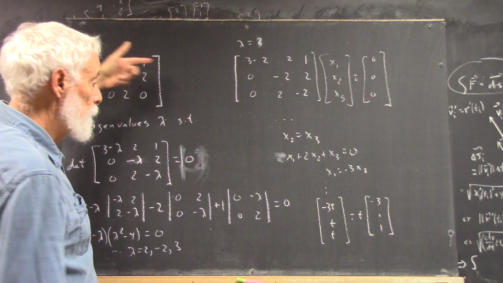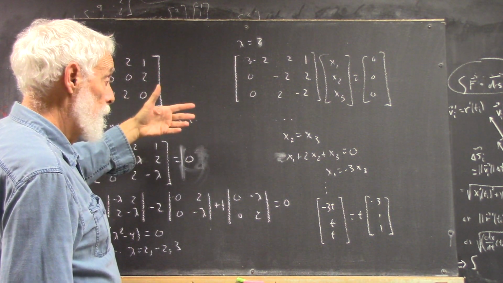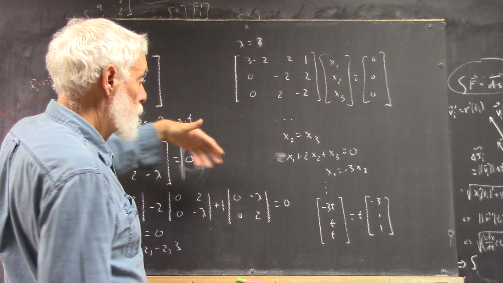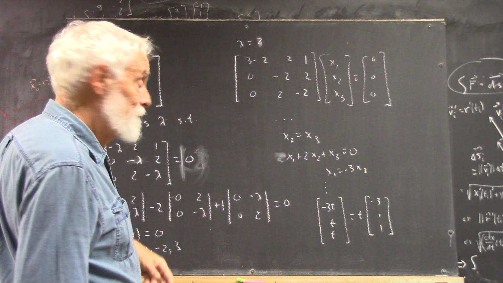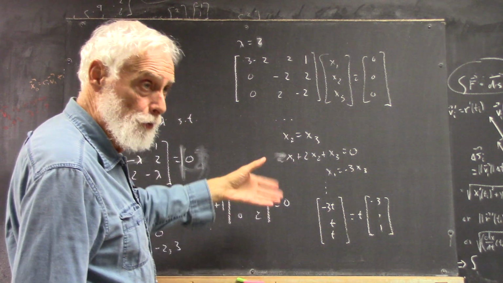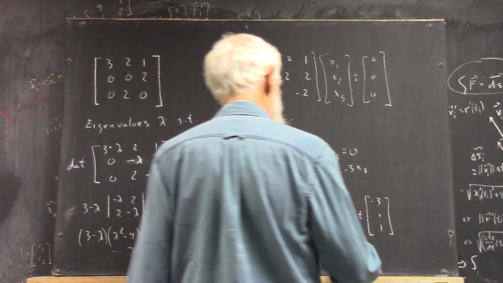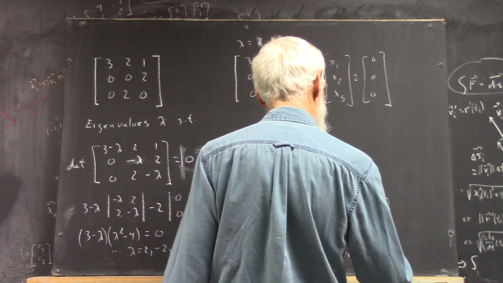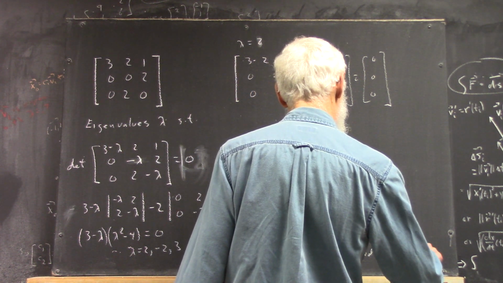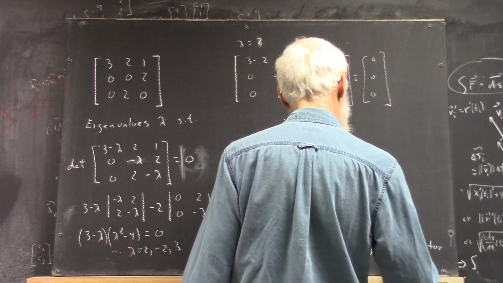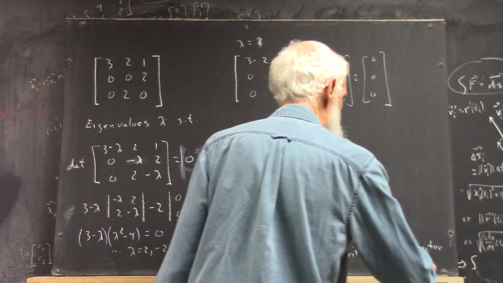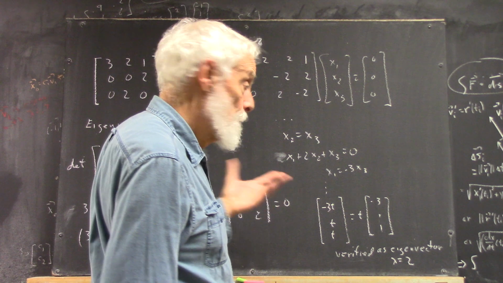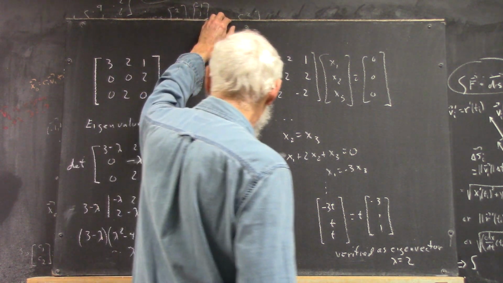Then, okay, multiply this. 3, 2, 1 times that is going to give me negative 9 plus 2 plus 1, which is negative 6. Now 0, 0, 2 times that is going to give me 2. And 0, 2, 0 is going to give me 2, so it verifies. So that's your general eigenvector for lambda equals 2, and of course any multiple of that. Okay? Okay, so let's see what happens if lambda equals 3.